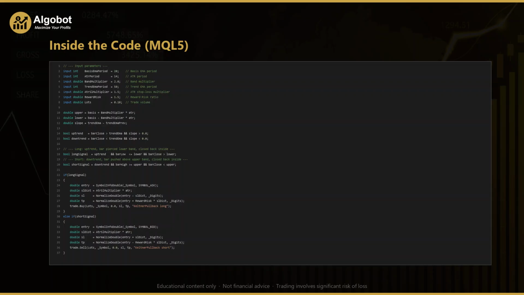At the top are the input parameters. The BasisEmaPeriod defaults to 20 and the ATR period to 14. The band multiplier of 2 sets how far the bands sit from the basis. The TrendEmaPeriod of 50 drives the directional filter. Below that, the ATR stop-loss multiplier of 1.5 sets the stop distance. The reward to risk of 1.5 sets the target, and lots defines the trade size. Next, the strategy builds the channel.